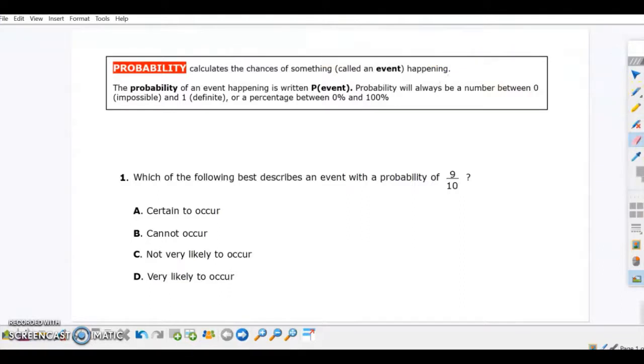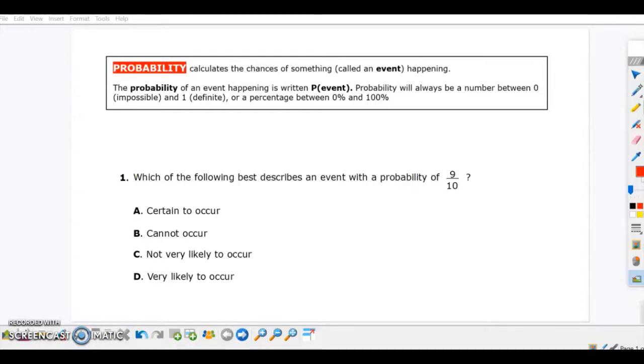Probability will always be a number between 0 and 1. 0 would mean it is definitely not going to happen, and 1 would mean it is definitely going to happen. Or it might be written as a percent or a fraction.